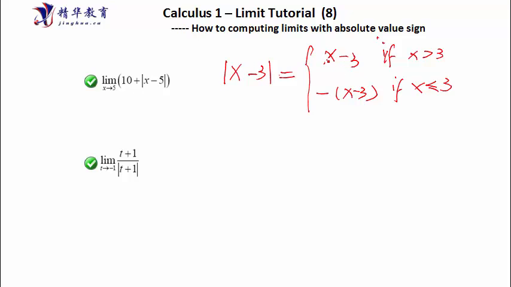So if x is bigger than 3, which means x minus 3 is bigger than 0, the absolute value sign is useless. It disappears. If x minus 3 is less than 0, which means x is less than 3, then inside is a negative number. The absolute value is going to turn this number into a positive number. It is equivalent to adding a negative sign in the front. So that is absolute value.